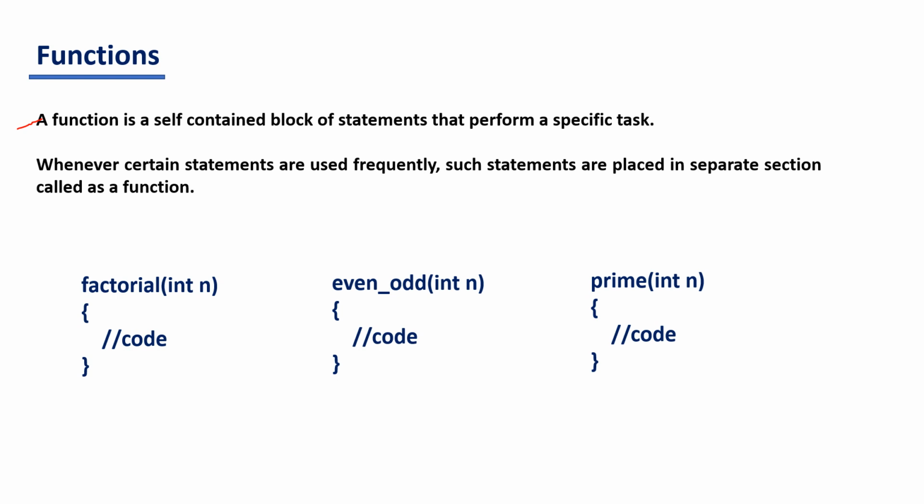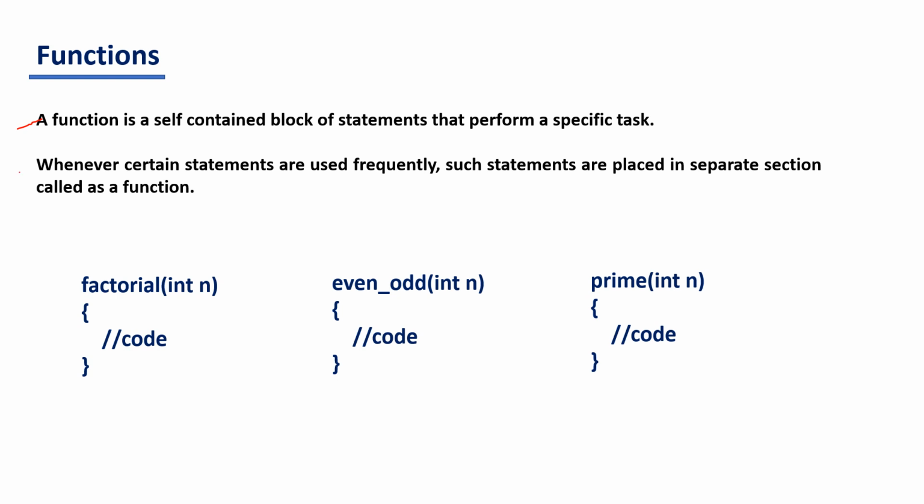Now take these examples. There are three different functions here: factorial, even or odd, prime. Factorial function, its purpose is to find out the factorial of a given number. Even or odd, it takes a number and finds out whether the given number is an even number or an odd number. Prime function, it takes a number and decides whether the given number is a prime number or not. That means each and every function has its own purpose.